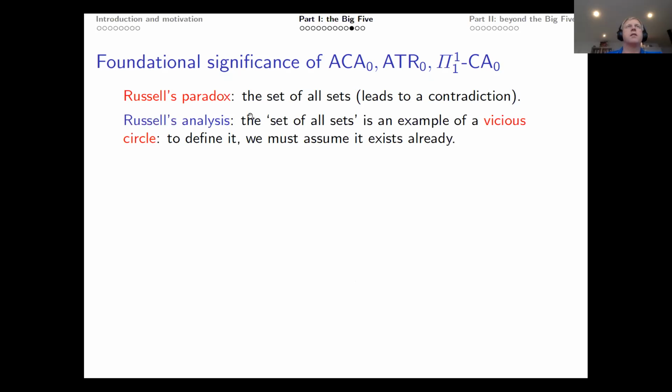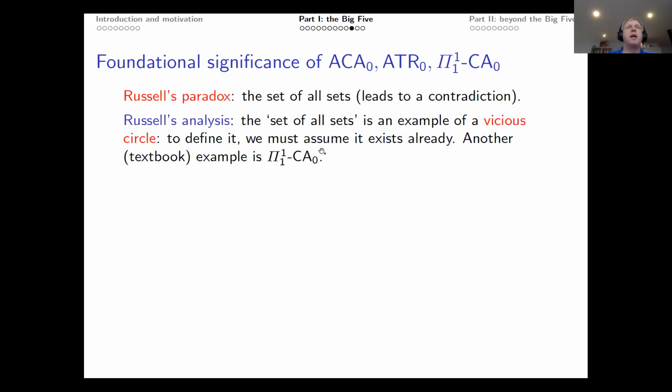So Russell said, look, the set of all sets is a problem. It leads to a contradiction. Actually, it is an example of a vicious circle. If you want to define the set of all sets, you are already assuming this set exists, because you have to quantify over all sets, including the one you are defining, the set of all sets. It's a vicious circle. To define the set of all sets, we must assume it exists already. And Russell said, this is the big problem. This cannot be.